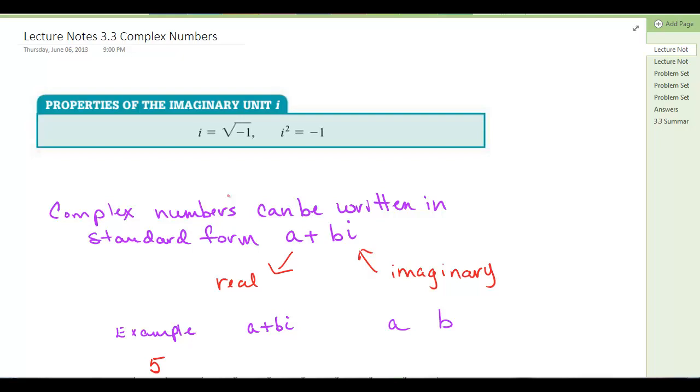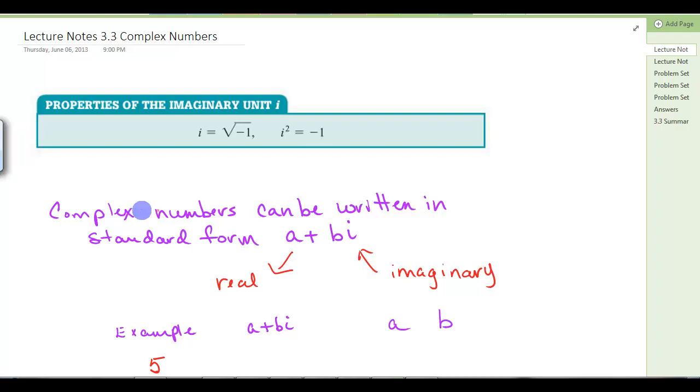So it was just created, and they said that we're going to call the square root of -1 i. We're just going to make that the name. And then if you square a radical, you get what's inside. So i squared would be -1. Those are the two properties that you're going to be encountering in this section.